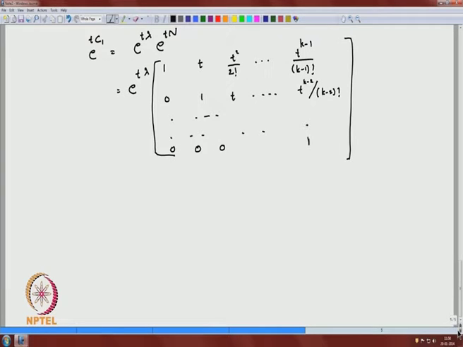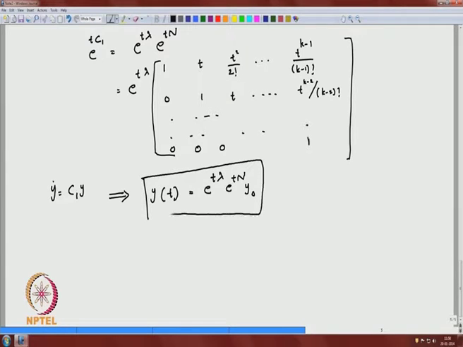So if you want to solve your system y dot is equal to C1 y, this will immediately imply y(t) is equal to e power t lambda into e power t n, this matrix e power t n, times y naught. See, so you have your solution. You have a nice solution here. Now we go to the next case, the second case.